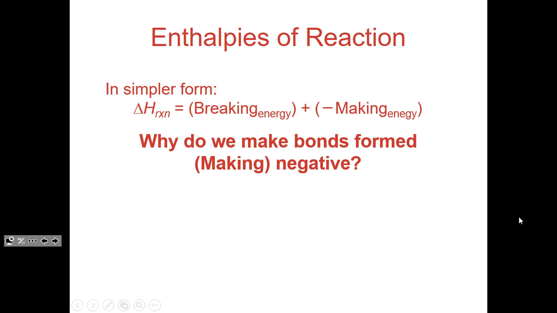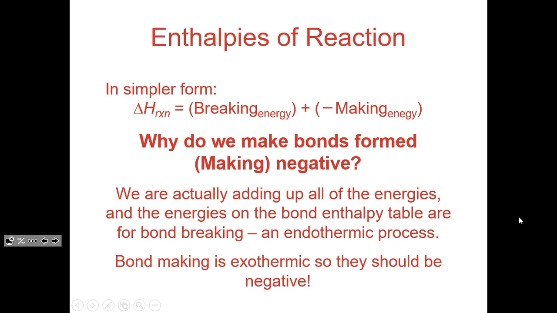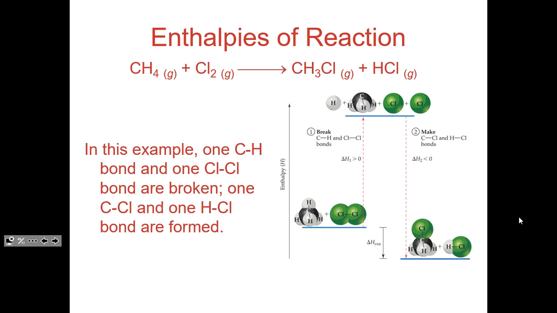Now, why do we make them negative? Well, I already mentioned that a second ago. Remember, what's listed in the table is all endothermic values, the energy to break. And if we're making bonds, it's going to be the opposite in energy. So all we really do is change the sign. Bond making is going to be exothermic, so those really should be negative.